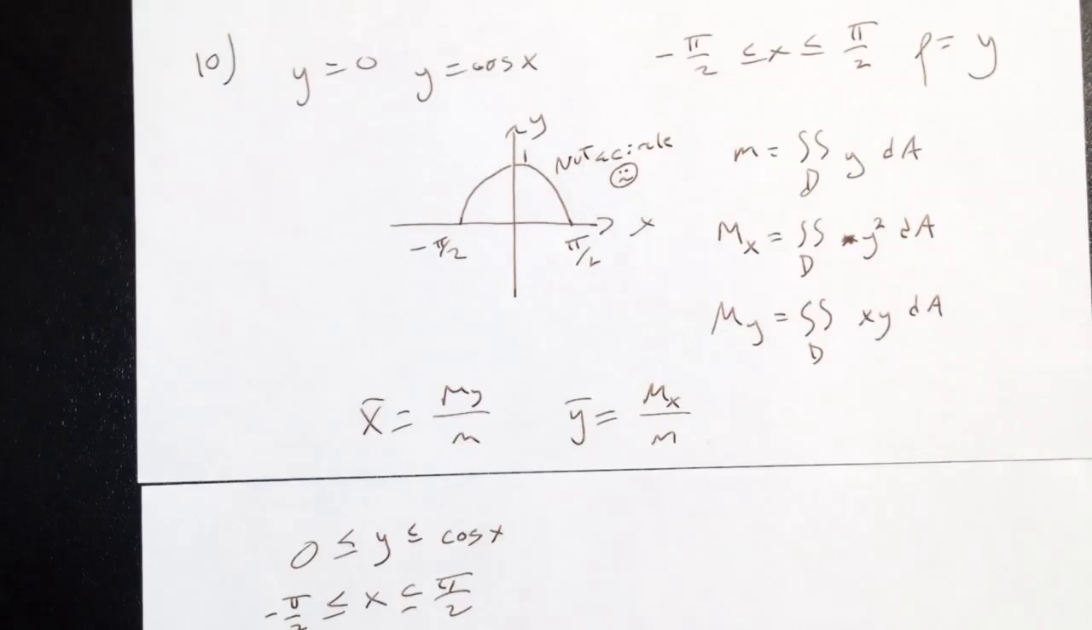If the density was 1, I'd call this a centroid instead of a center of mass. It's the only time we use the word centroid, is when the density function is 1.